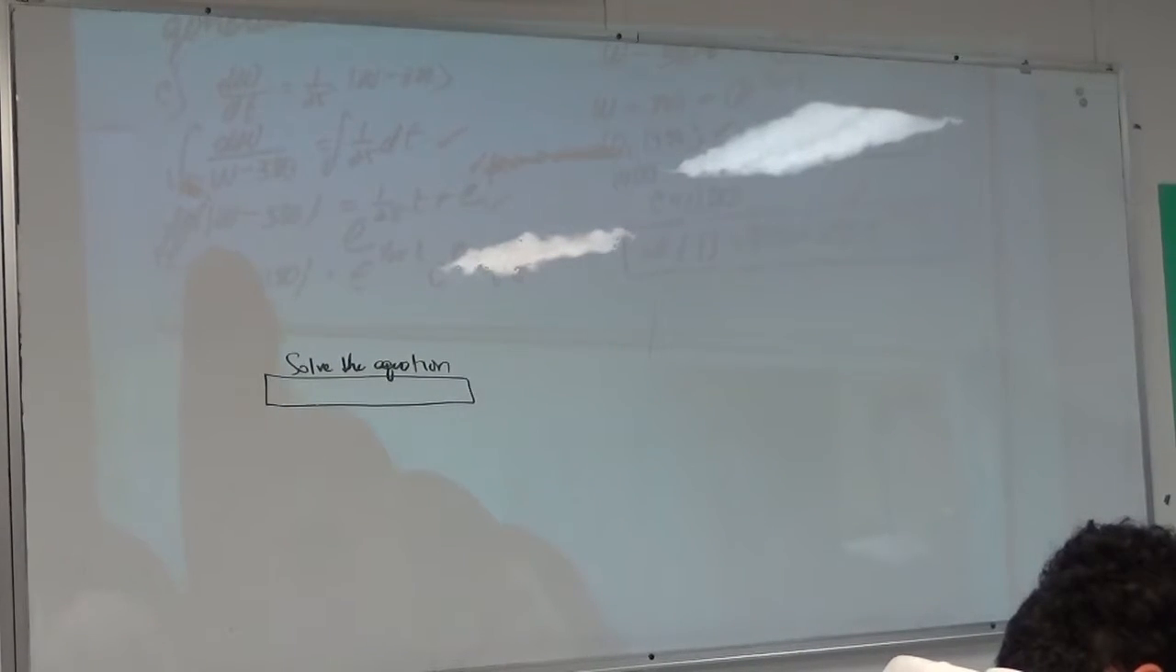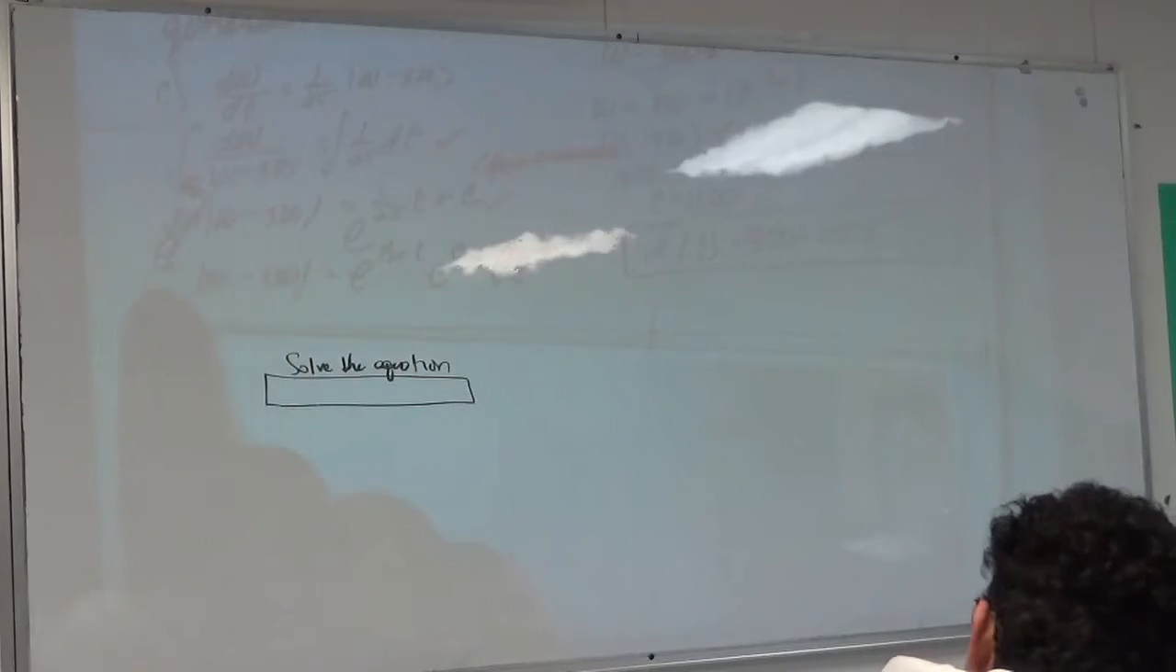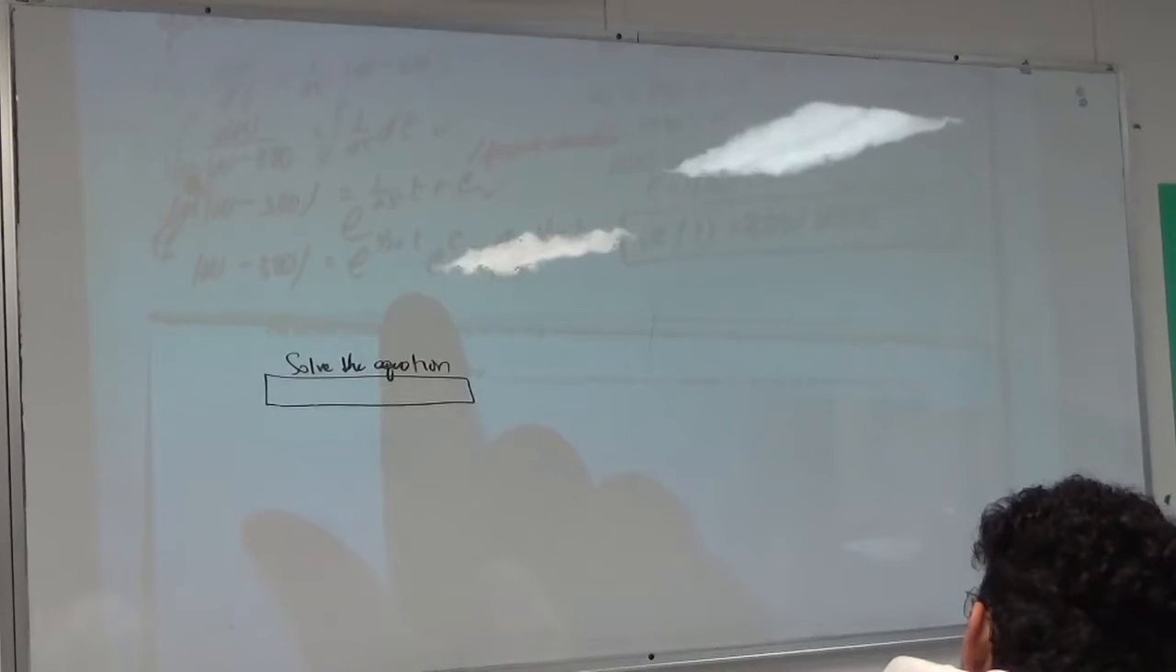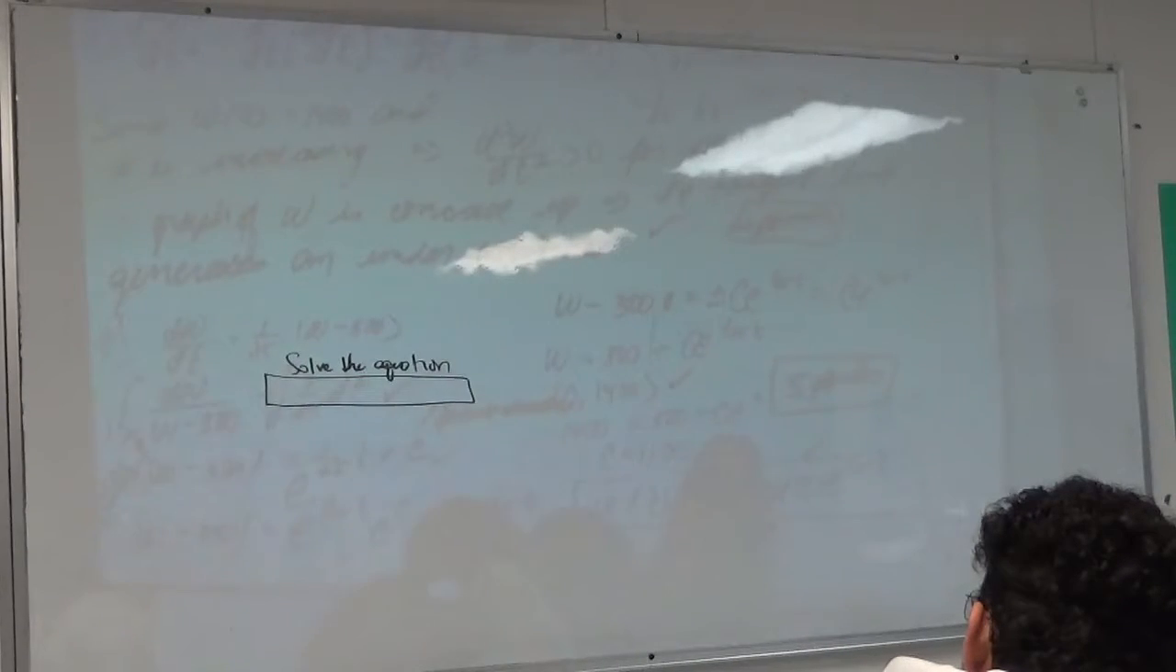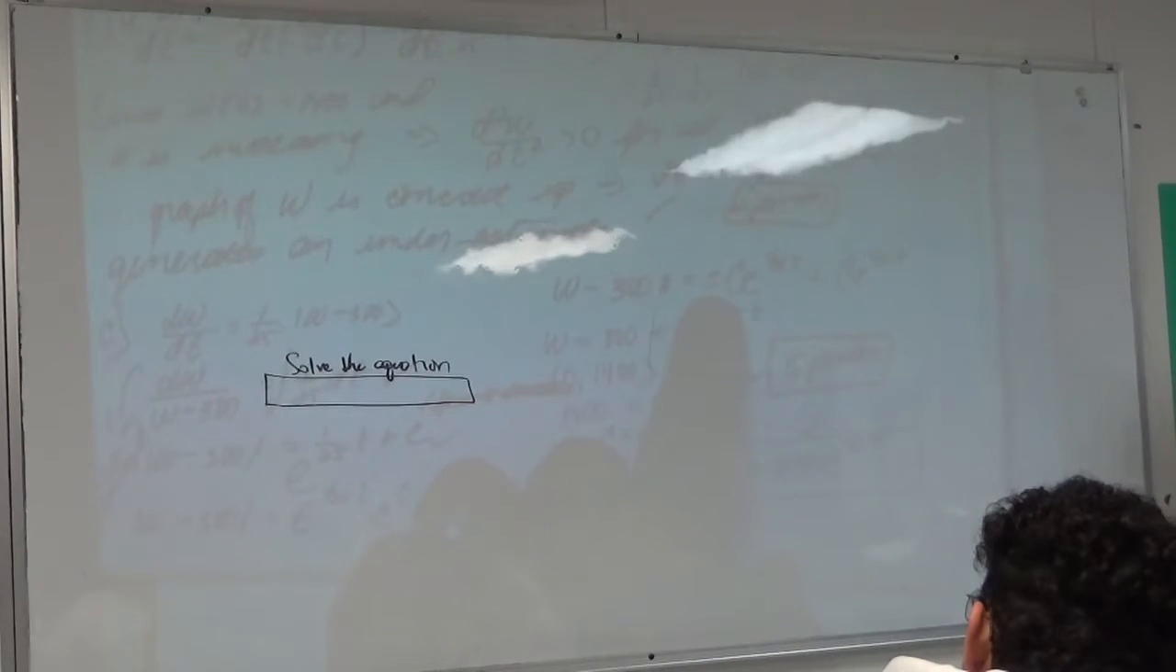To solve for w, you're going to take the exponential on both sides. And then I rewrote e to the 1/25th t plus c as e to the 1/25th t times e to the c. E to the c is really super Charlie. And then just like we've talked about before, to get rid of the absolute values, it becomes w minus 300 equals plus or minus the constant.